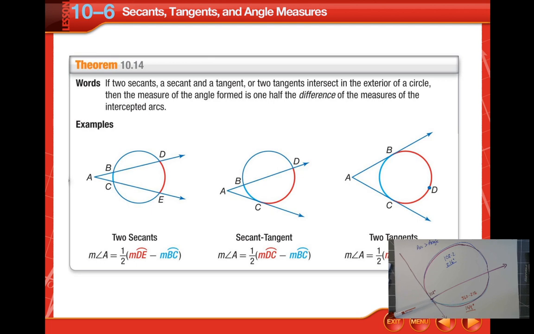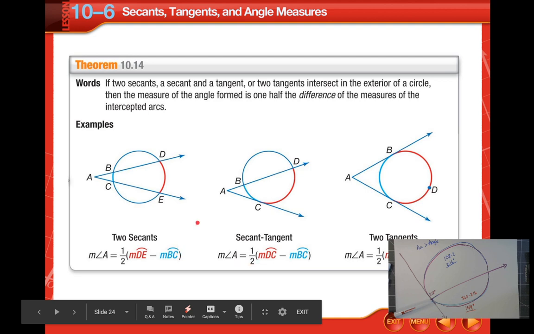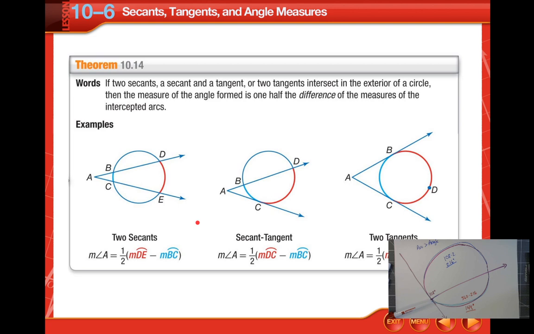If you see here, it does not matter what combination we have. If I have two secants, or a secant and a tangent, or two tangents, our equation is actually the same every time. We take our two arcs, in this case blue and red, we subtract them from each other, and then we cut that in half. Once again, we're using the same equation. This time we are just showing you all the different cases we could have. So let's do an example.